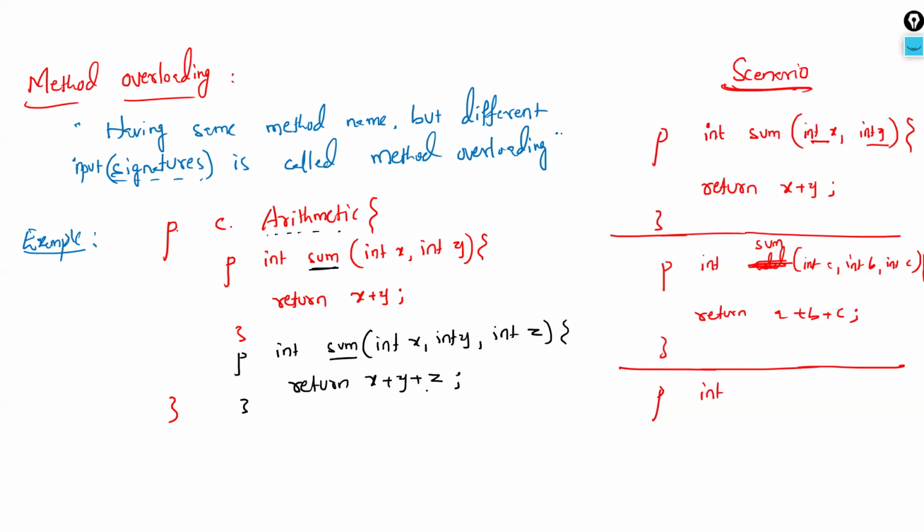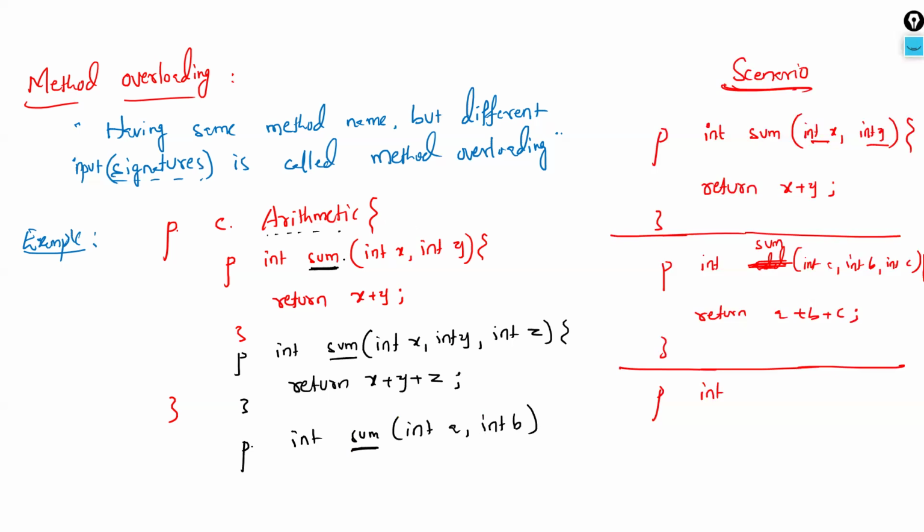Can we have the same inputs? For example, one more method in the same class only: public int sum, again int a comma int b. Possible? No, because whenever we call this method sum, how many inputs do you have to pass? Two inputs. What type? Already this is there, no? Already the previous one is doing the same job. Then why take one more method to do the same repeated job?